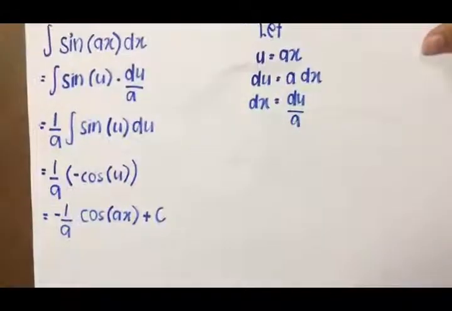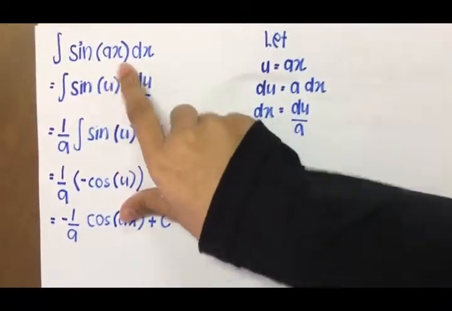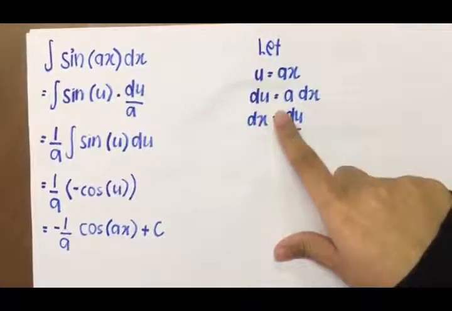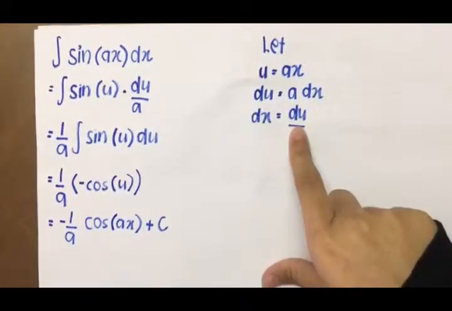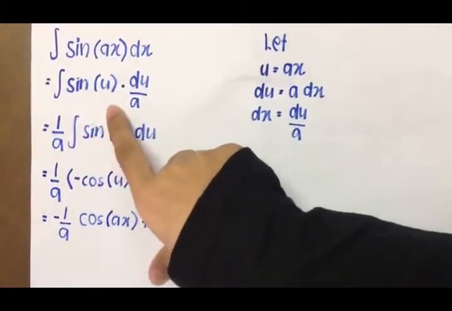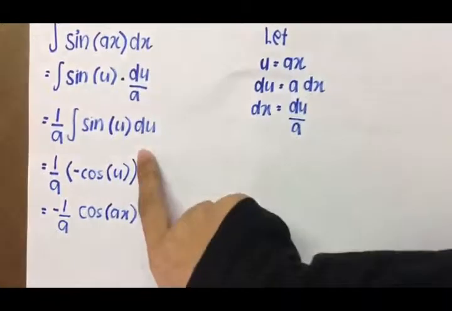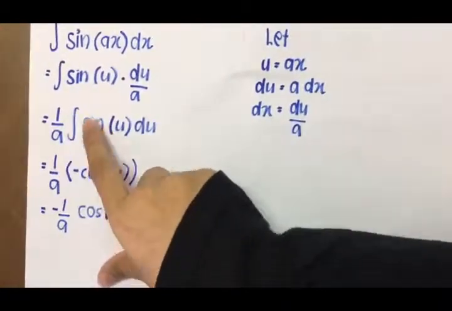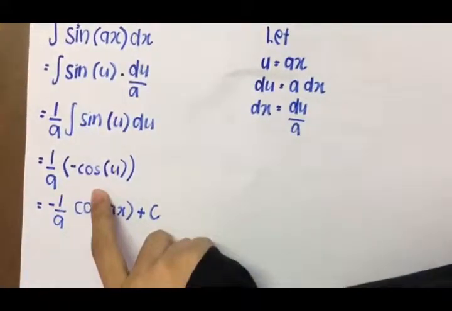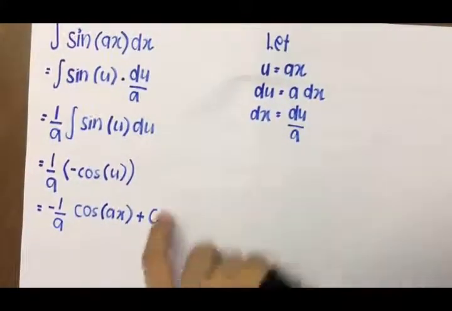So we move to the second example. The second example shows the integration of sine ax dx. So we let u equal ax, du equals a dx and dx equals du over a. So from here we substitute ax with u and dx with du over a. So we get 1 over a integral of sine u du. So we get 1 over a times negative cos u, and negative 1 over a cos ax plus c.